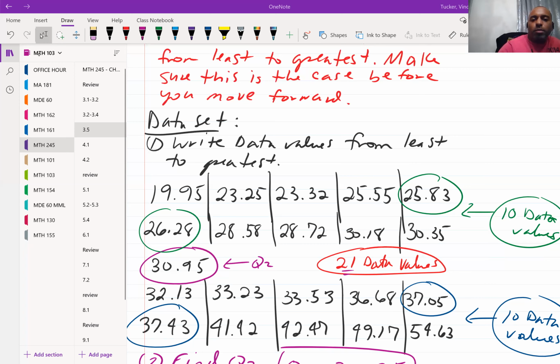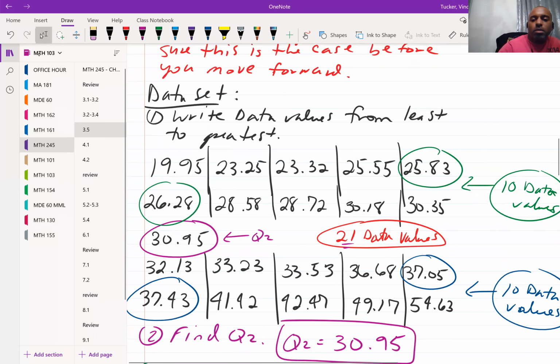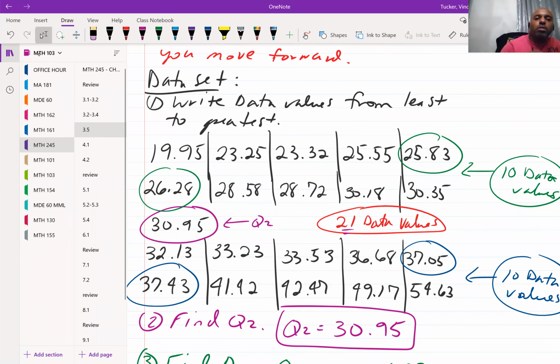All right, you ready to go up a little? So, as I mentioned, the first step is to write your data values from least to greatest. Second step is to find Q2. Your Q2 is the middle value of the whole data set. That's the median of the whole data set. And since we had an odd number of data values, we did have a legit middle value, which is 30.95. So no calculation needed. We just picked out the middle value, which was 30.95.